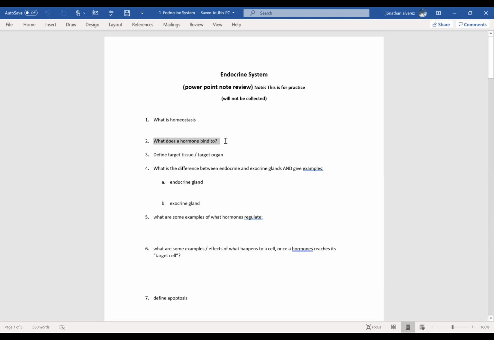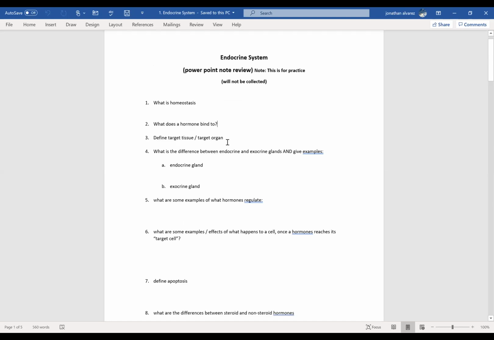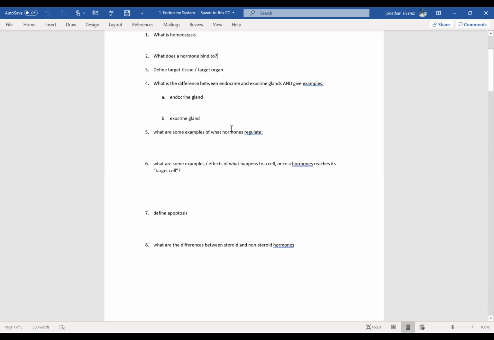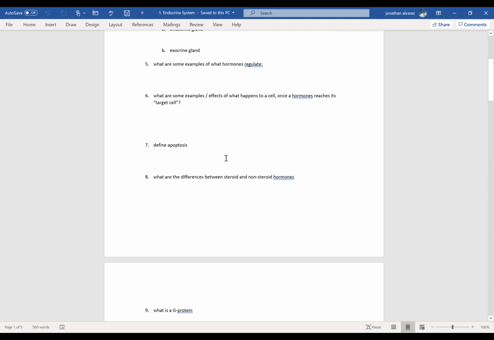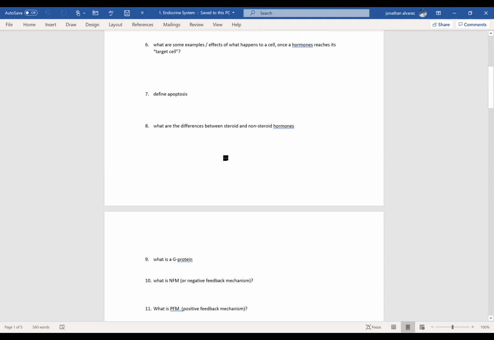Okay. So what does a hormone bind to? That would be a target receptor. Also, you might read target tissue or target organ. So the main thing is a target receptor, and also target tissue, target organ.